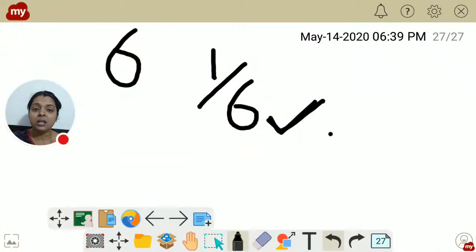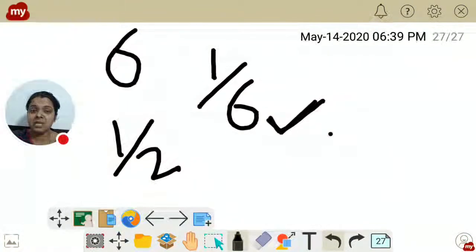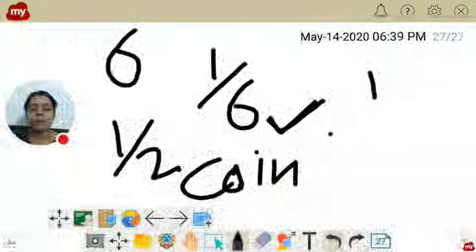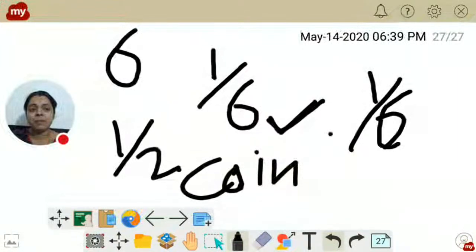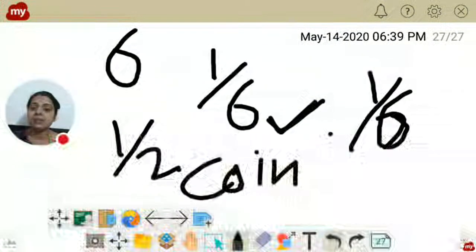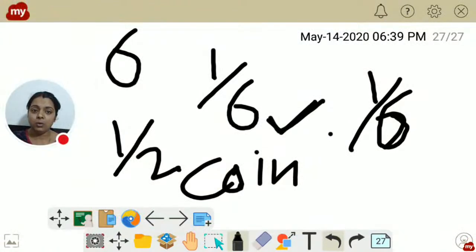This is only called chance. And what is the probability? The probability is 1 by 2, meaning 50-50, half, for a coin, and the probability is 1 by 6 in the case of a die, because there are a total of 6 faces in a die and a total of 2 faces in a coin. So whatever is total is written down, and whatever chances there are, that comes up.